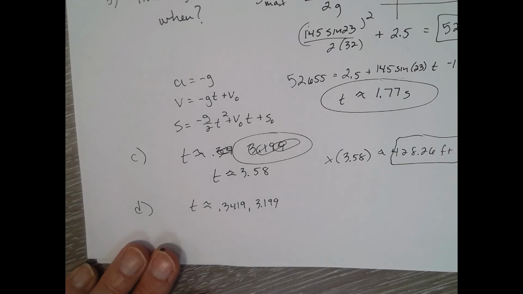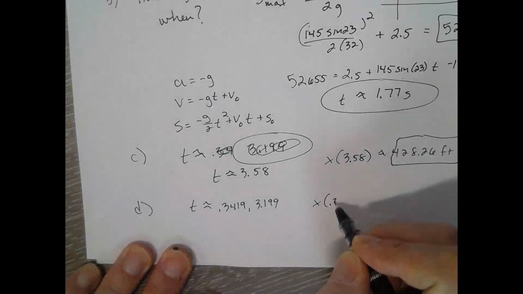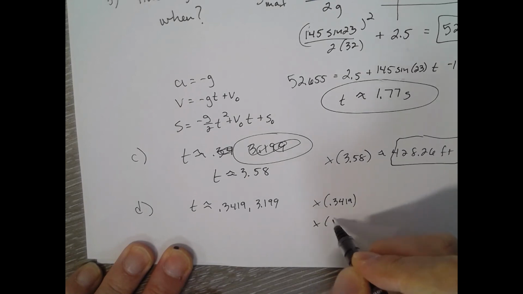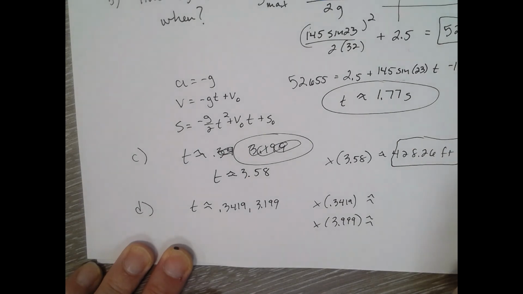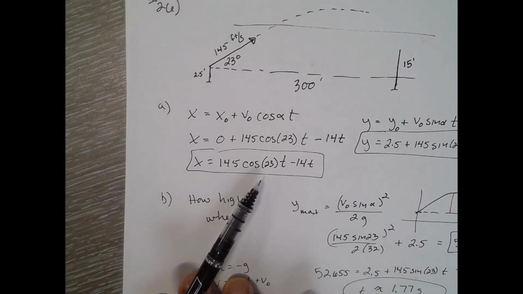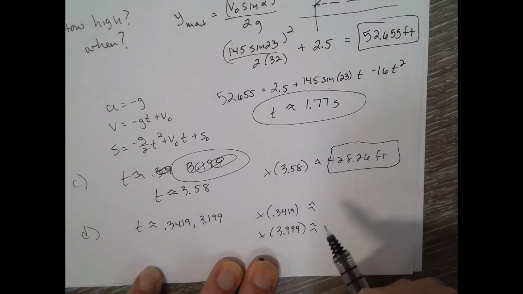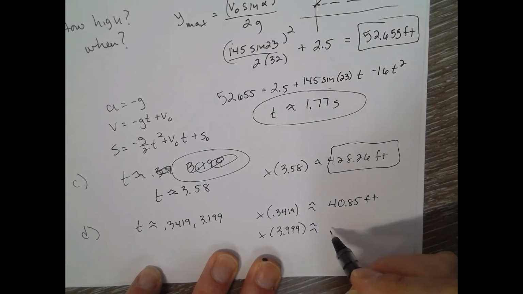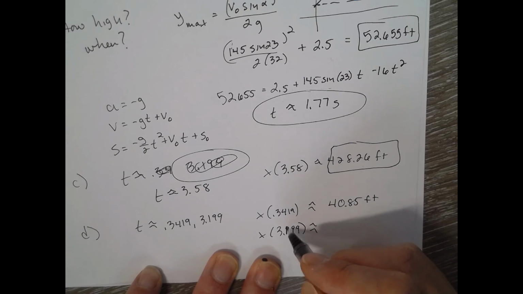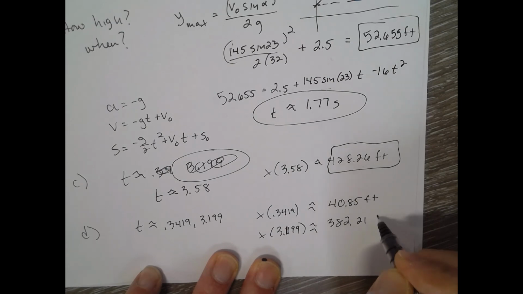How far is the baseball from home plate at that height? So we know the time at that, so we just want to find x of 0.3419 and x of 3.199. Plug that into our x equations, plug that in for time, and we get 2 answers. X of 0.3419 is 40.85 feet, and at 3.199 it's, let's see, 382.21 feet.